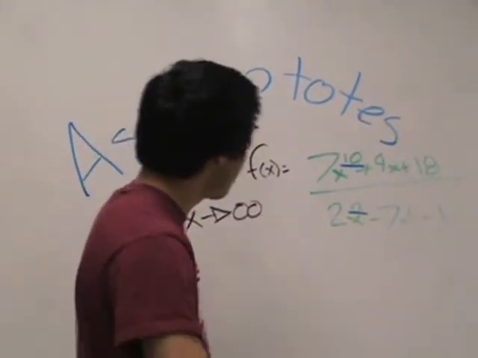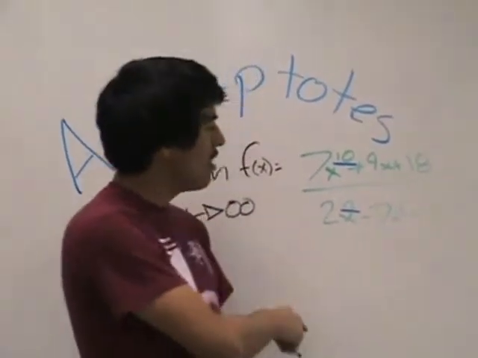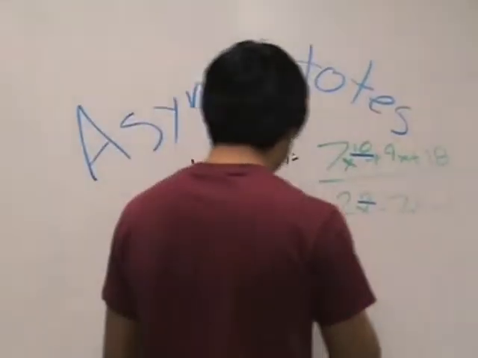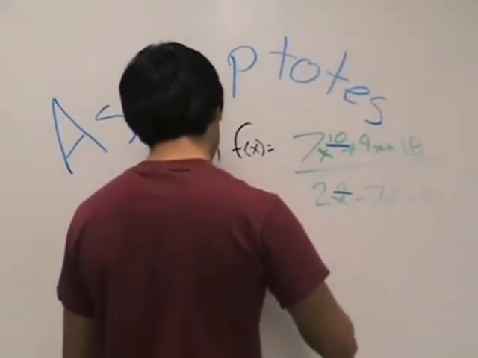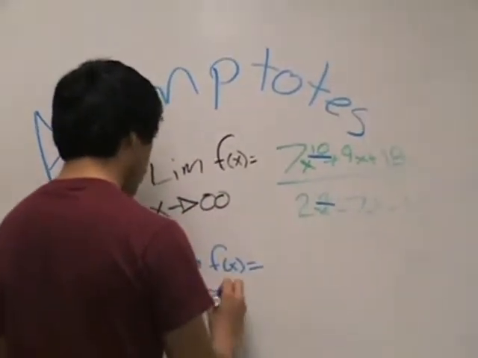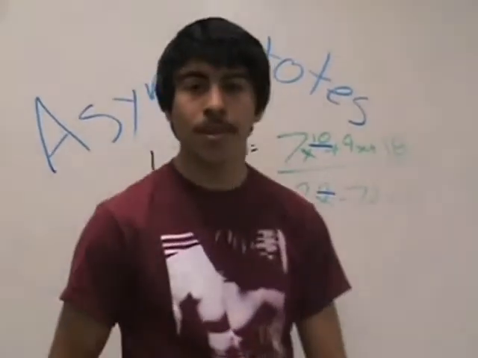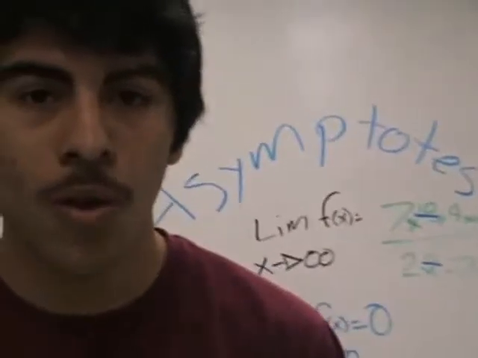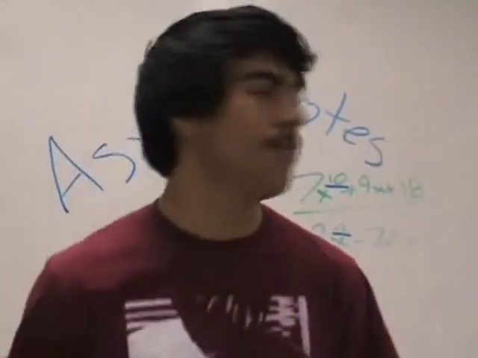Well, here you go. If the degree of the denominator is greater than the degree of the numerator, then the limit of the function specified as x approaches infinity equals 0. Simple as that. Simple, easy, however you may want to take it.